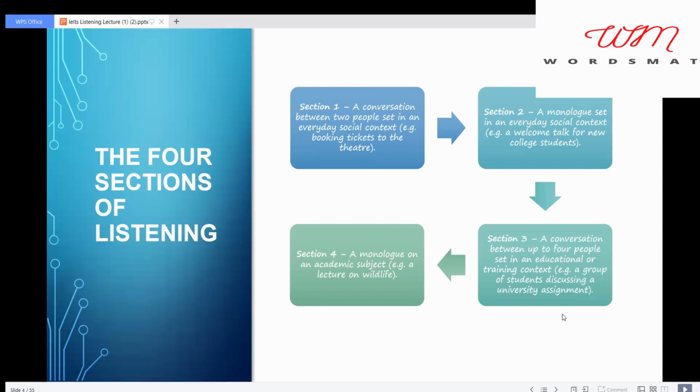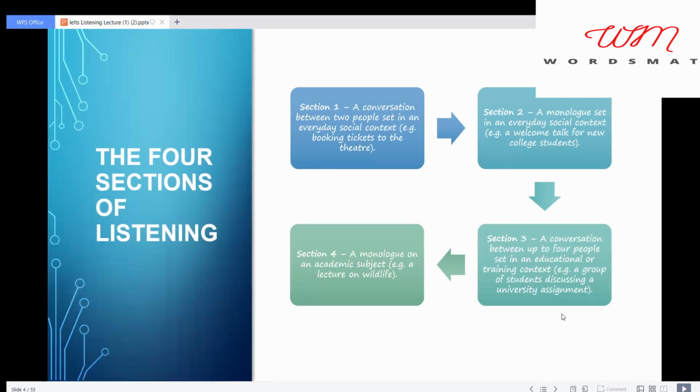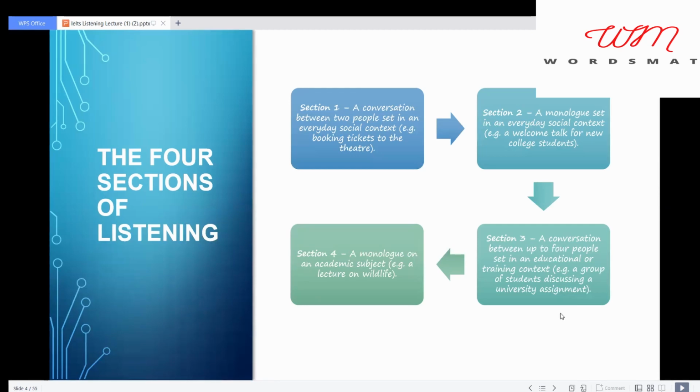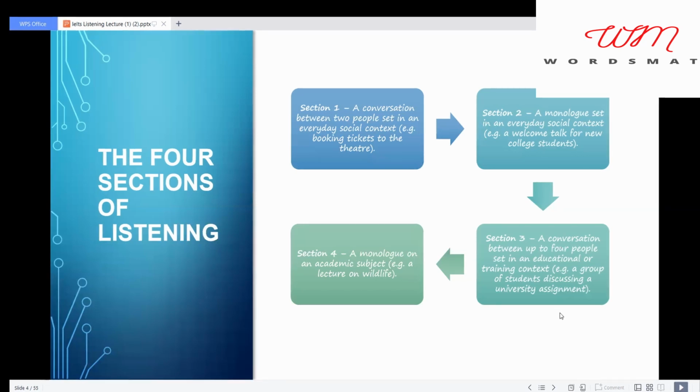So next we have section 3. In section 3, you will hear a conversation between up to 4 people set in an everyday or educational or training context, for example, a group of students discussing a university assignment. This is important: in section 3, you may get a trialogue or a dialogue. Here we have up to 4 people; there might be 3 people or there might be 2. So that's all about section 3. Let's come to section 4. In section 4, you will hear a monologue on an academic subject, for example, a lecture on wildlife.